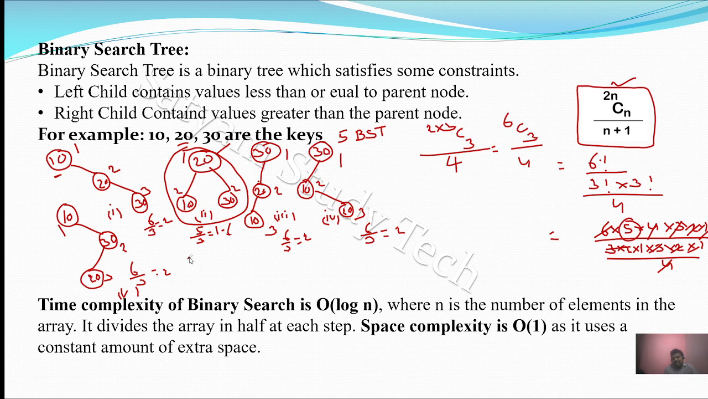So what is the time complexity here? The time complexity of the binary search tree is big O of log n. The space complexity of the tree is big O of 1, so a constant amount of extra space is needed. Now you can see these are the example binary search trees. So what is the optimal binary search tree in this? This is the binary search tree.